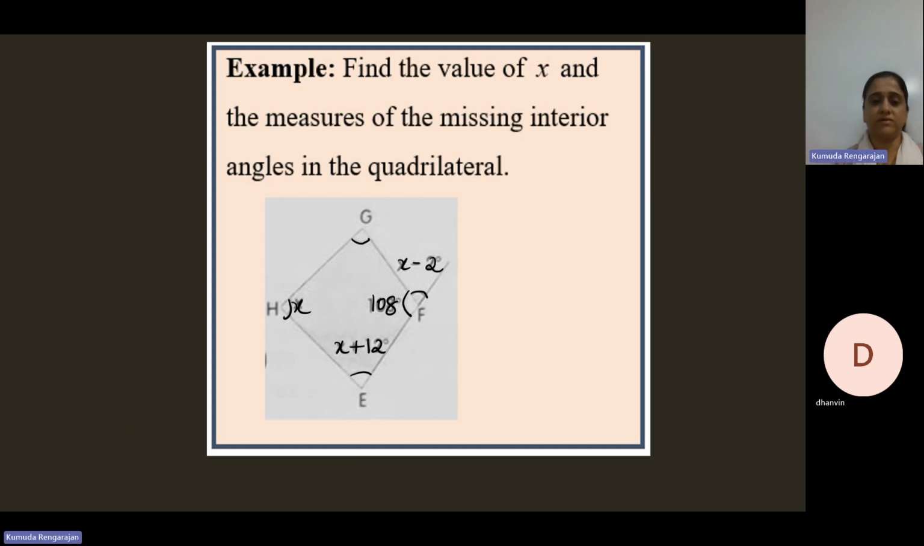Should find the value of x and the measures of the missing interior angles in the quadrilateral. Yeah, quickly tell me, how do you find the value of x?